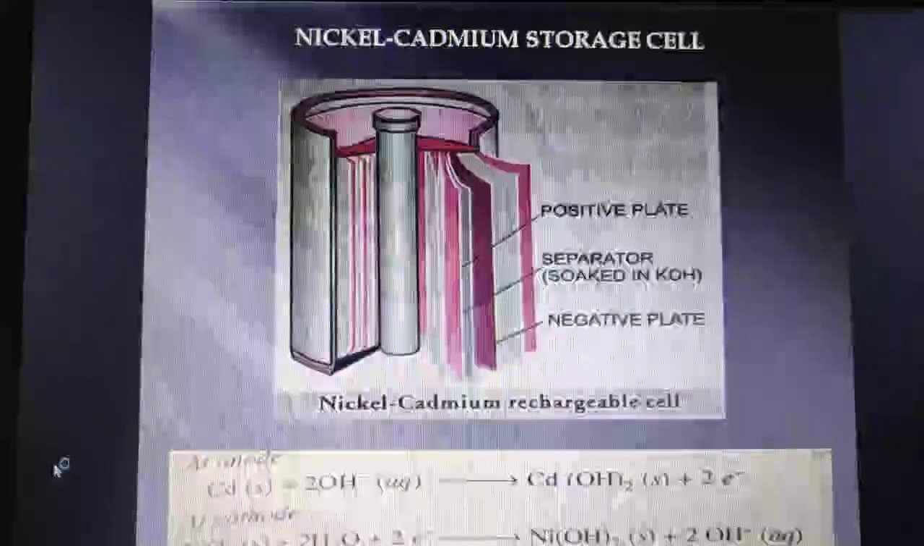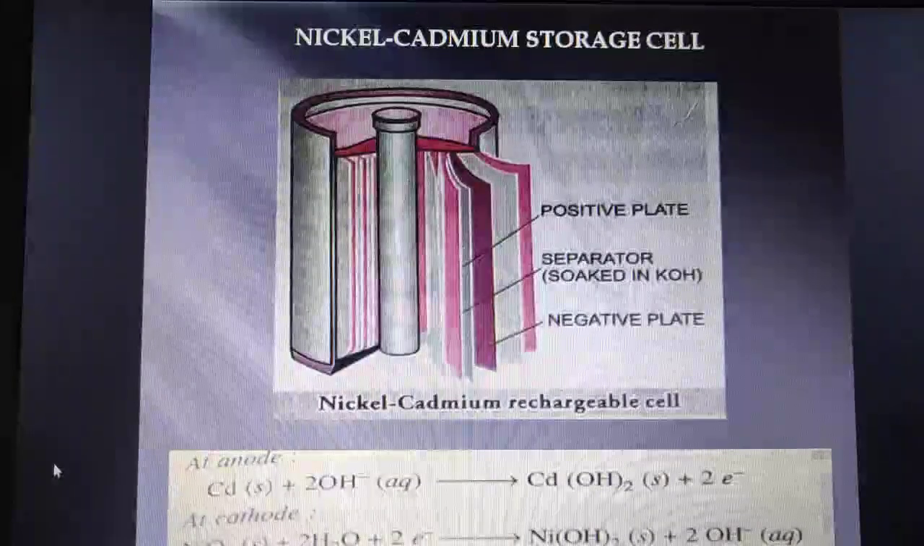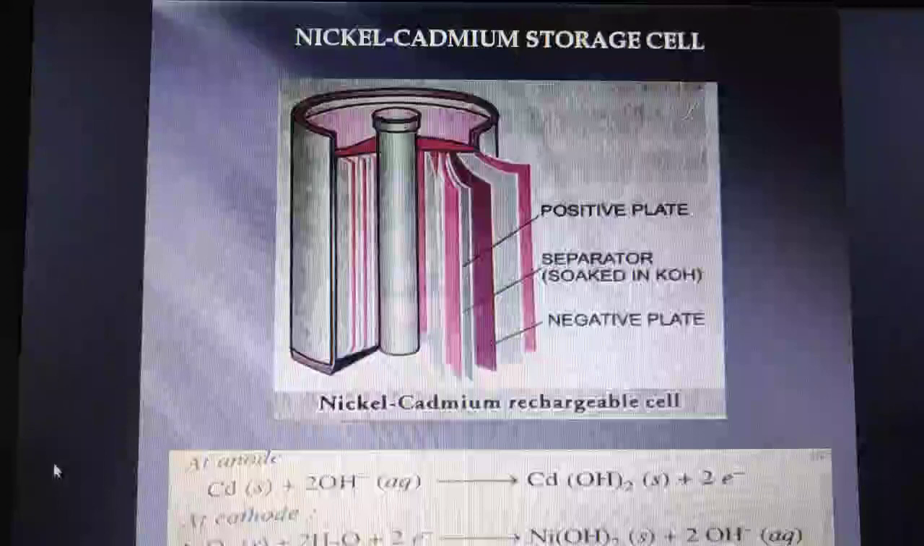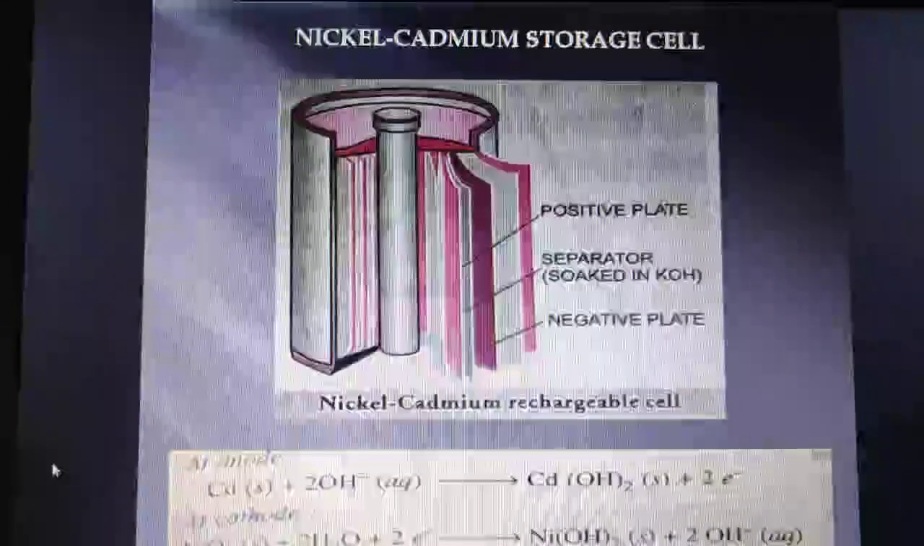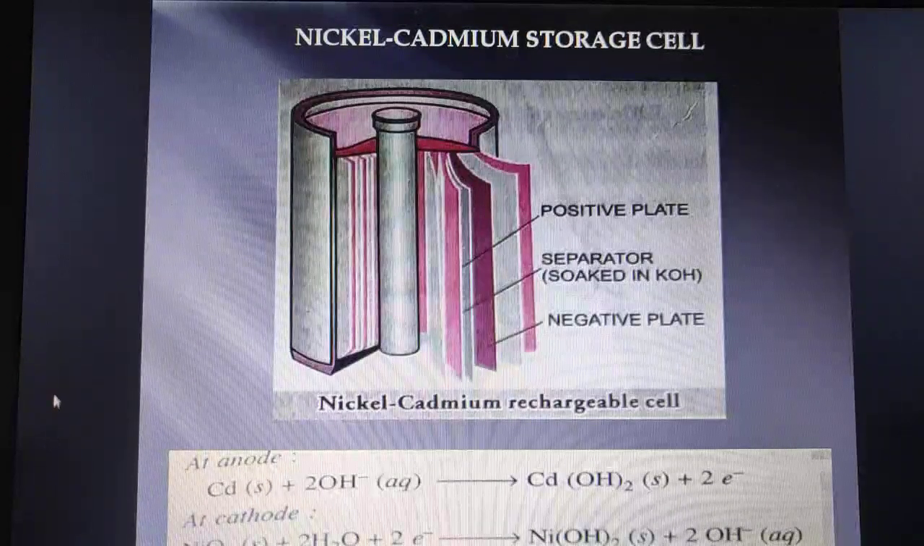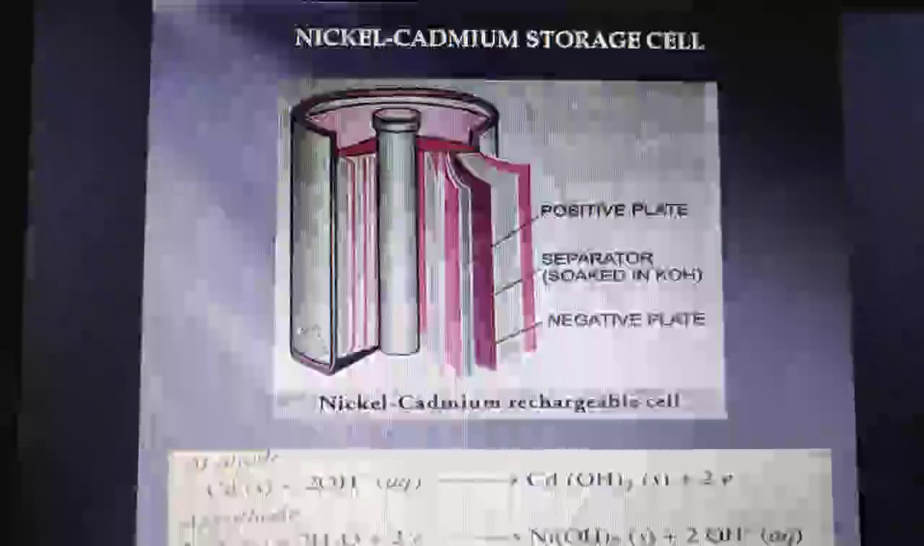No gases are produced during recharging or discharging, that is, the battery can be sealed. And the look is similar to dry cell. It is compact and small in size.